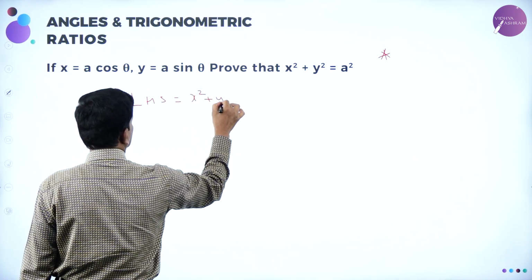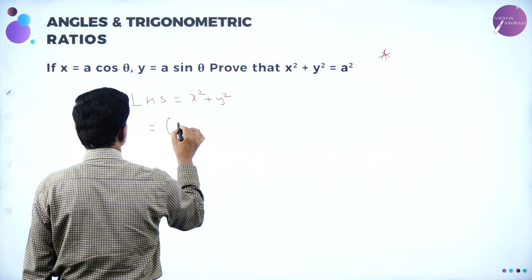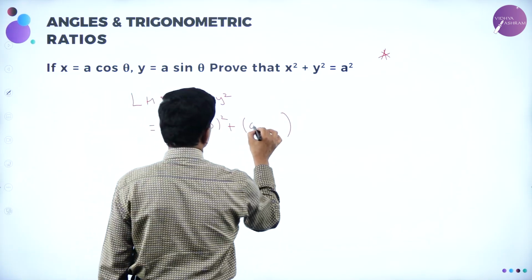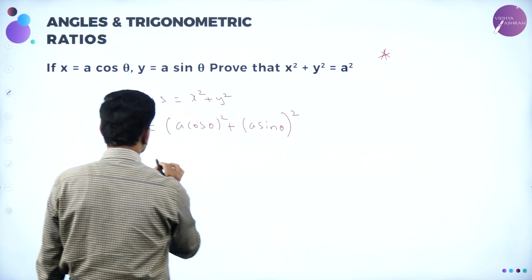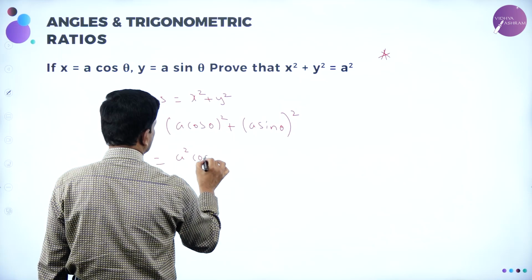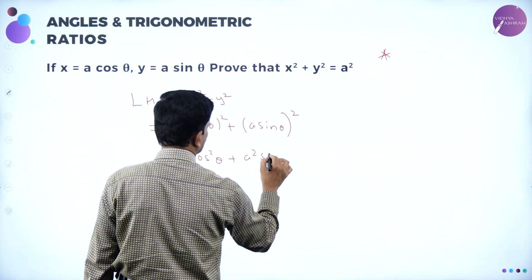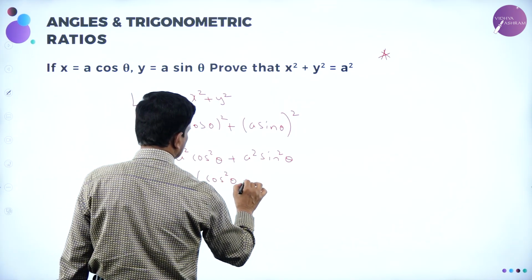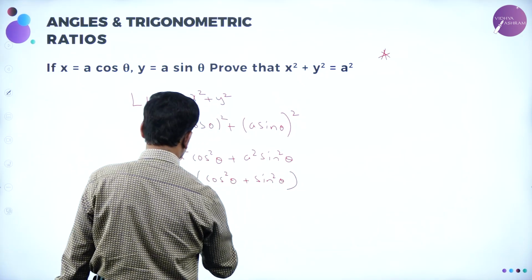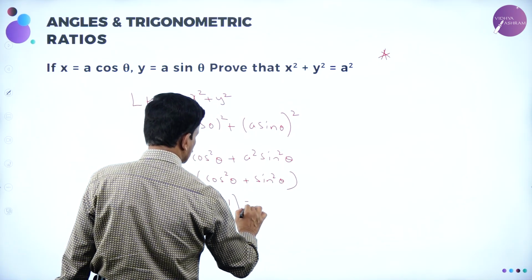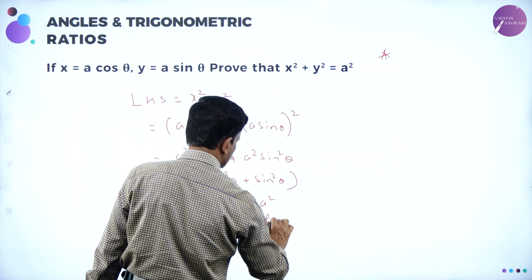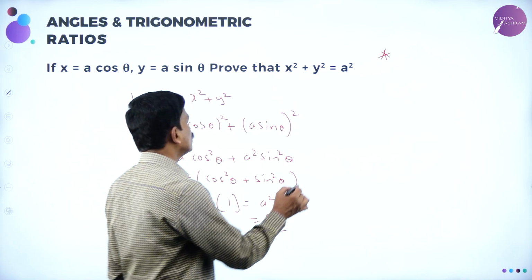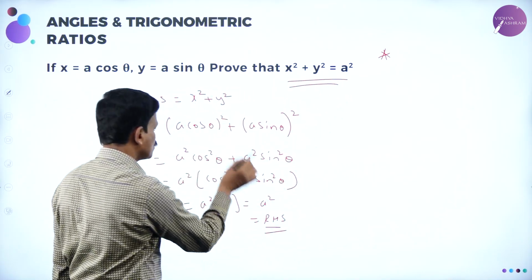LHS. What is LHS? x square plus y square. Substitute. What is x? x is equal to a cos theta whole square. What is y? y is equal to a sin theta whole square. So, this can be written as, according to law of indices, a square cos square theta plus a square sin square theta. You can take common factor a square out: cos square theta plus sin square theta. So, this is a square into, cos square plus sin square is 1. 1 into a square is a square, that is equal to RHS, which is the required answer. So, therefore, x square plus y square is equal to a square.